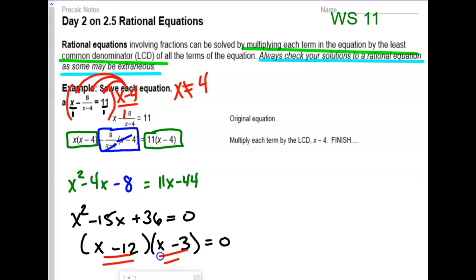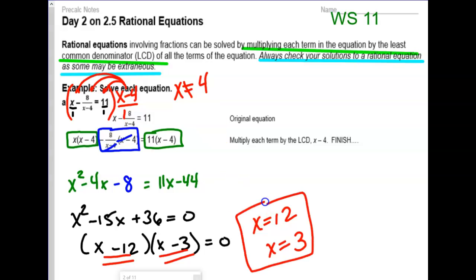All right, so if you set each of these factors equal to 0, you're going to get x equals 12 and x equals 3, neither of which is x equals 4. So I do a little happy dance, I box them in, and I walk away. Sure. However, we have to check for extraneous solutions. Well, I just did. 4 would be the only extraneous one.